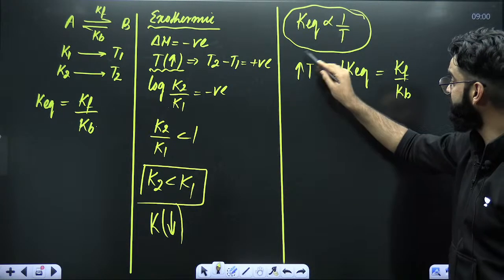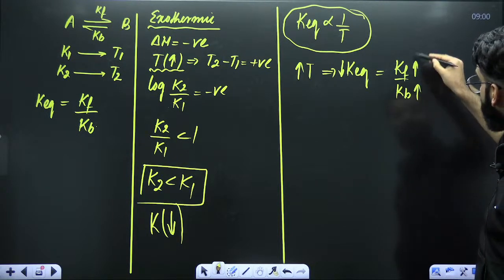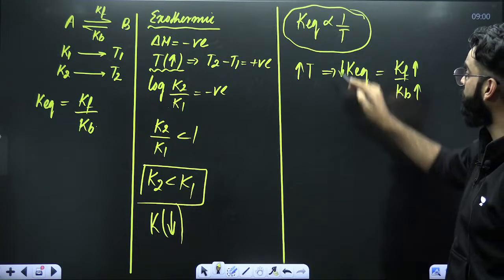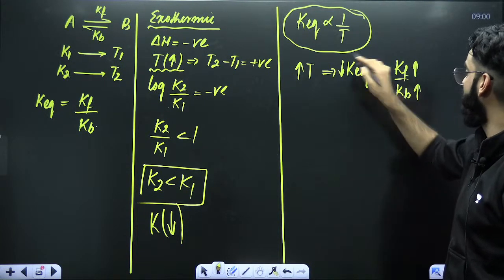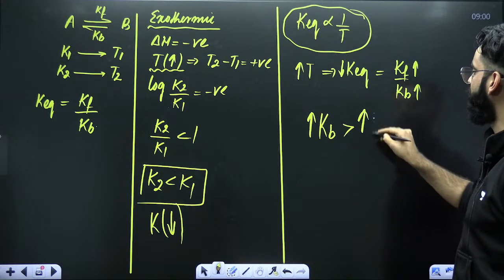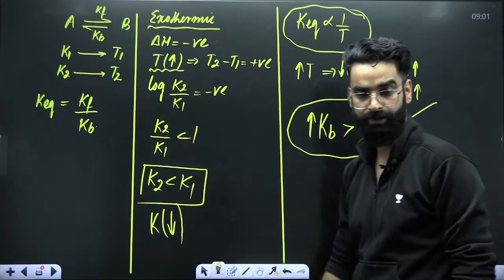See, on increasing the temperature, rate constant of forward as well as backward reaction increase. If this is increasing as well as this is increasing, and Keq has to decrease, how will Keq decrease? Keq will decrease only if increase in the value of Kb will be more than that of increase in the value of Kf. This is the point which I want you guys to remember.